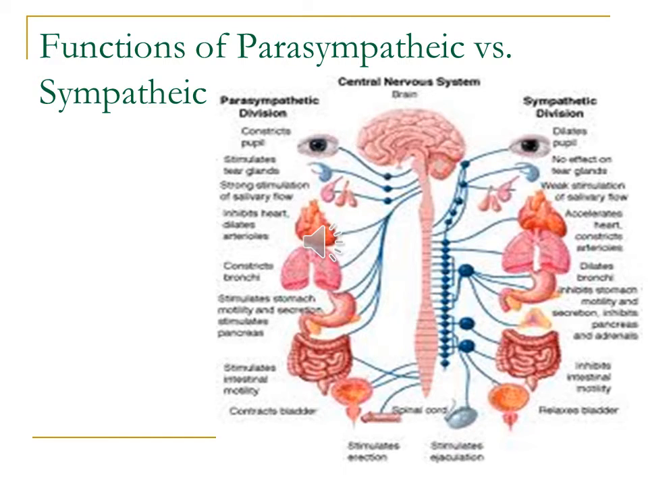So here's a breakdown when you look at the parasympathetic and the sympathetic, and this for most of you should be a review, but this picture kind of illustrates the actions of the sympathetic division versus the parasympathetic. So if you look down the one side, the sympathetic division, you have dilated pupils, you have weak stimulation of the salivary flow, so that's where you get the dry mouth from. In the heart, the heart rate gets faster, the bronchi dilate.